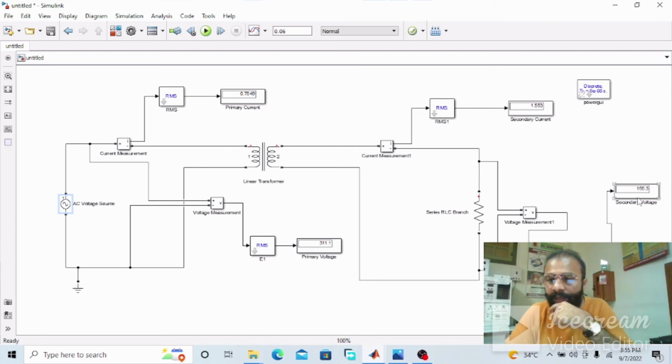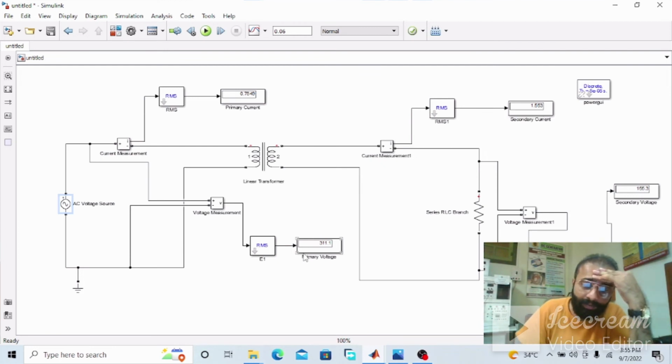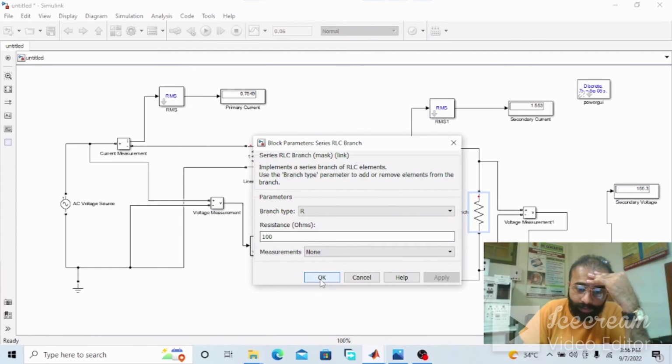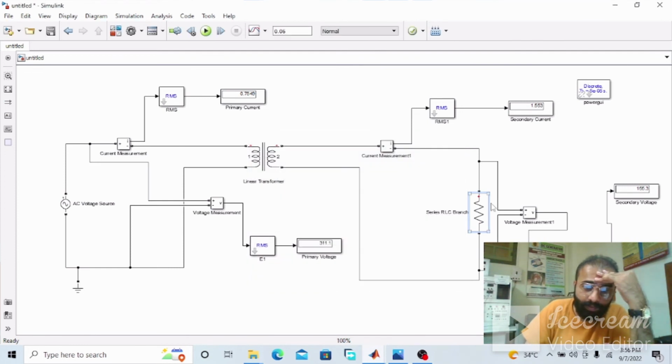As you can see, when the voltage is less, the current is high. This is the secondary current, which is 1.5 amperes, and when the voltage is greater, the current is lower in comparison to the secondary current. So this is the step down transformer, and our load is 100 ohms, a resistive load which is connected with the secondary winding of the transformer.